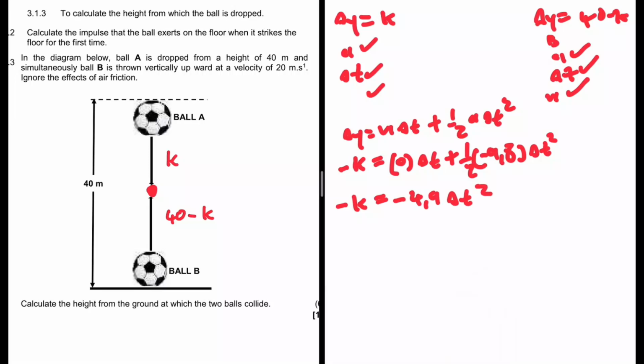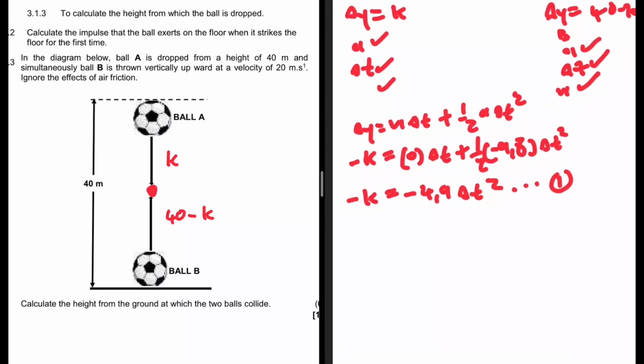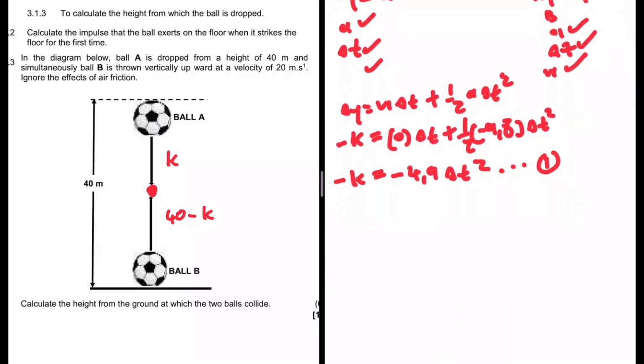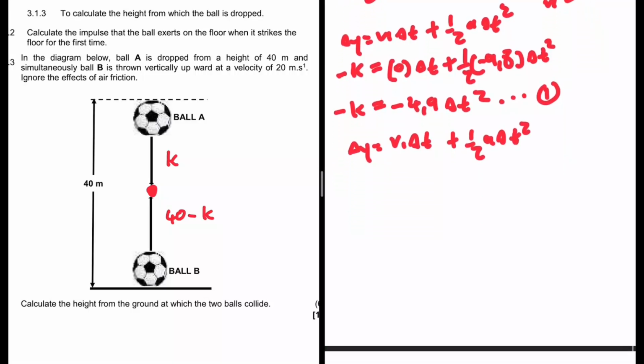So this is where we end with ball A. So let's just let this be equation 1. We don't have to let it be equation 1, but for the sake of clarity, we can do that. And then for ball B, let me just copy down the equation: vi delta t plus a half acceleration delta t squared. So the displacement will be, it is going upwards, and we're taking up as positive, so that is just going to be 40 minus k.